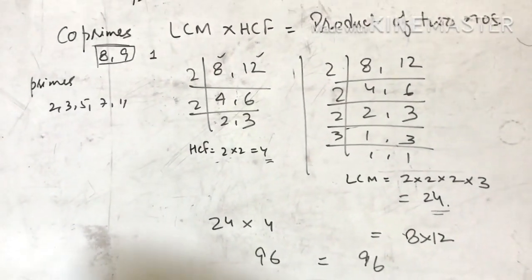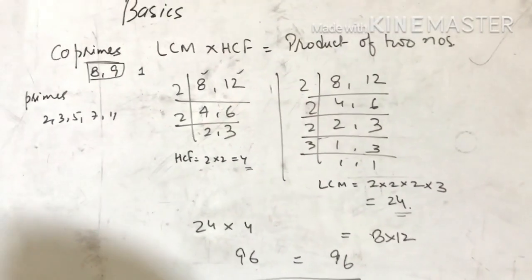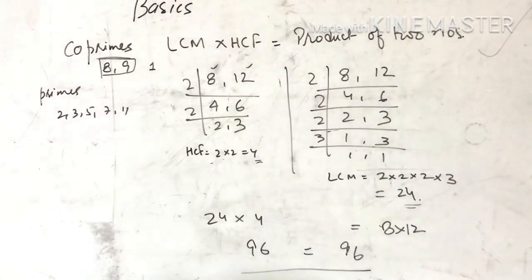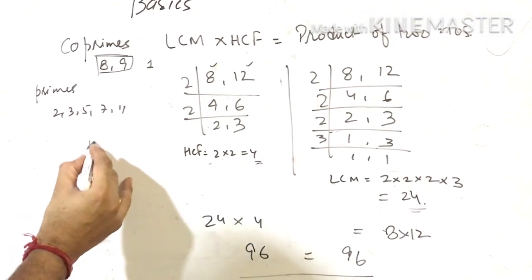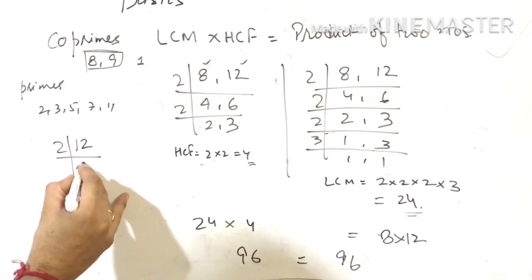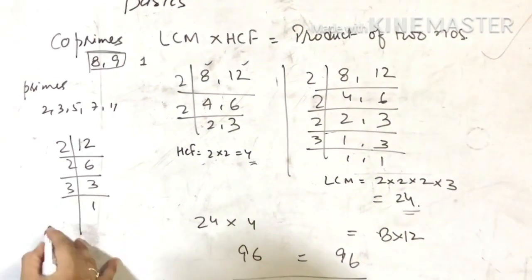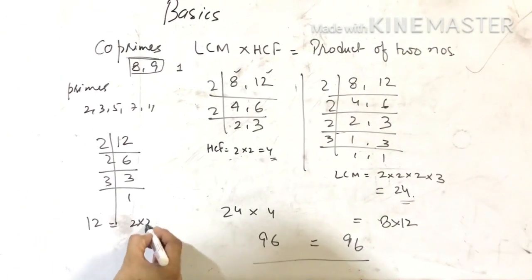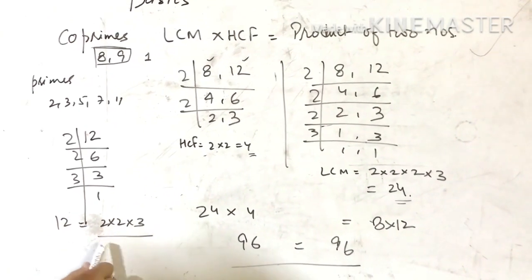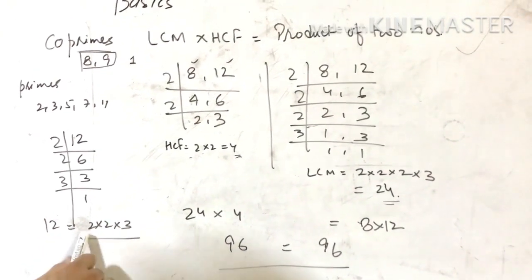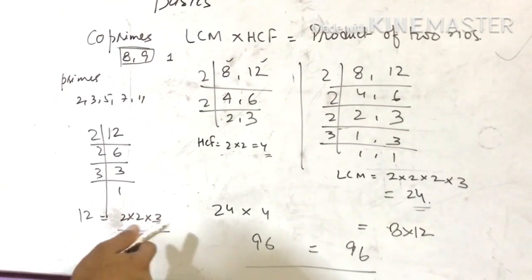So let's go to the fundamental theorem of arithmetic. It states that for any composite number or prime number, when you express its factors, suppose we take 12, to find the factors. So you can see these are the prime factors of 12. This theorem states that it always has a unique factorization.